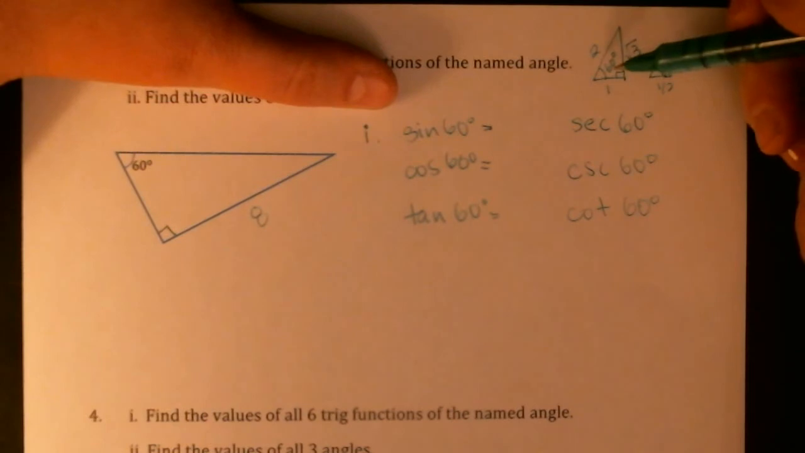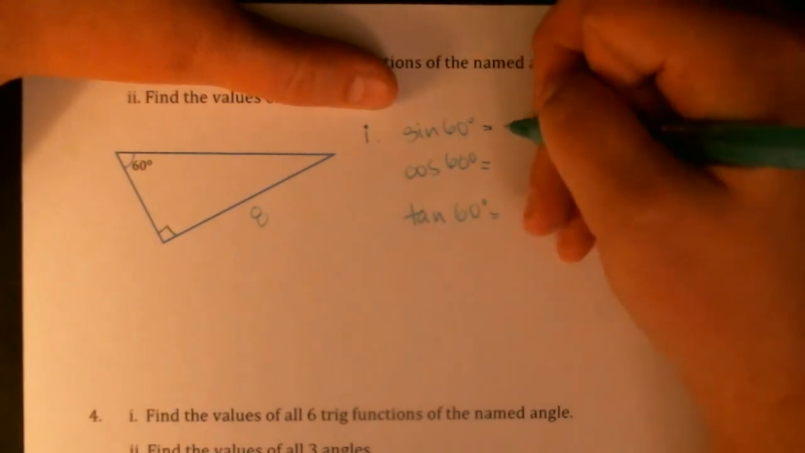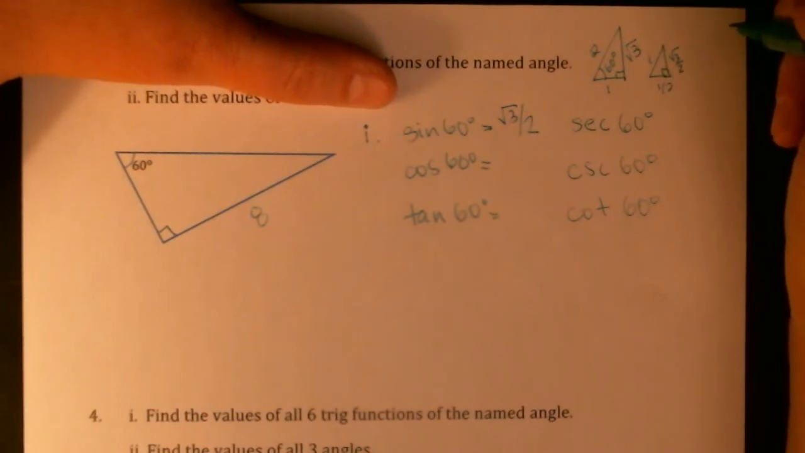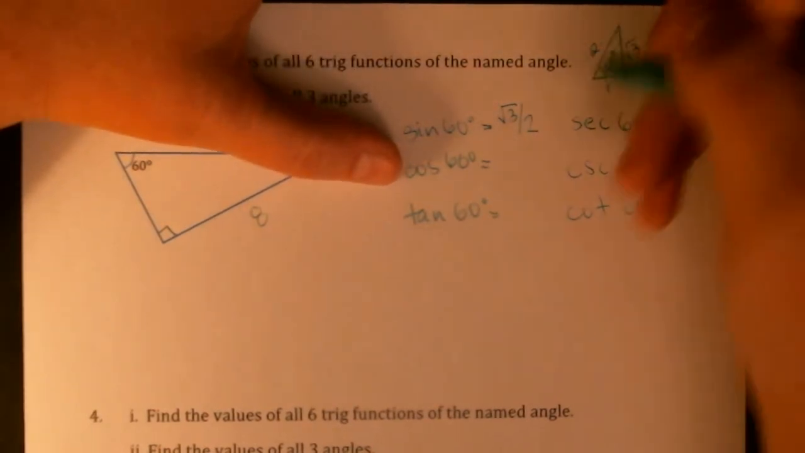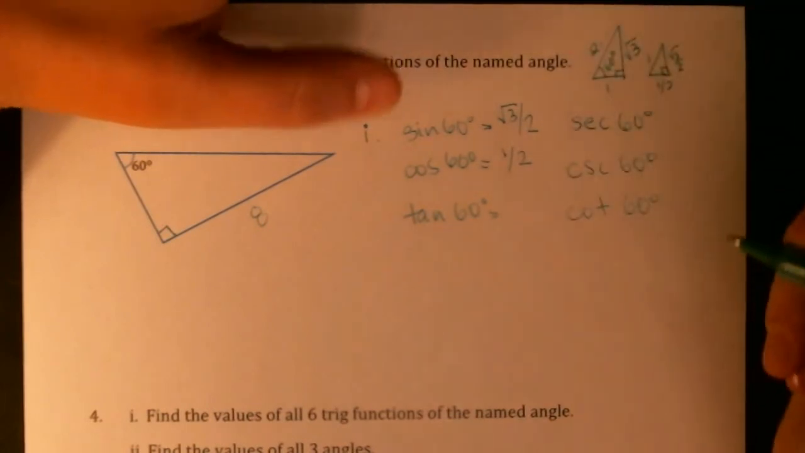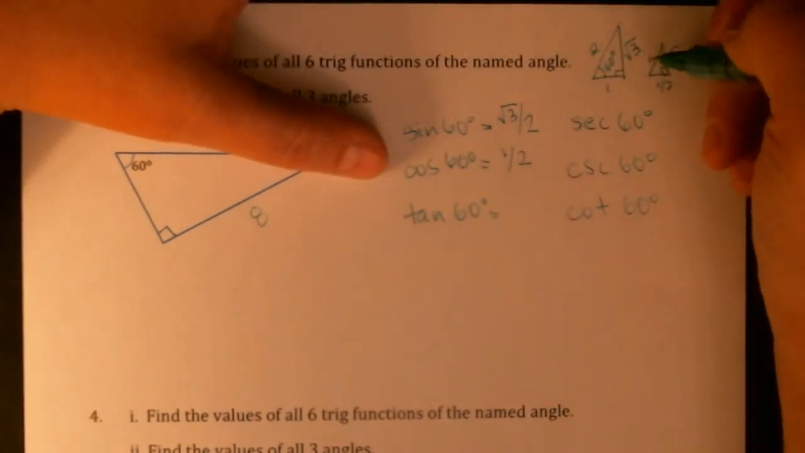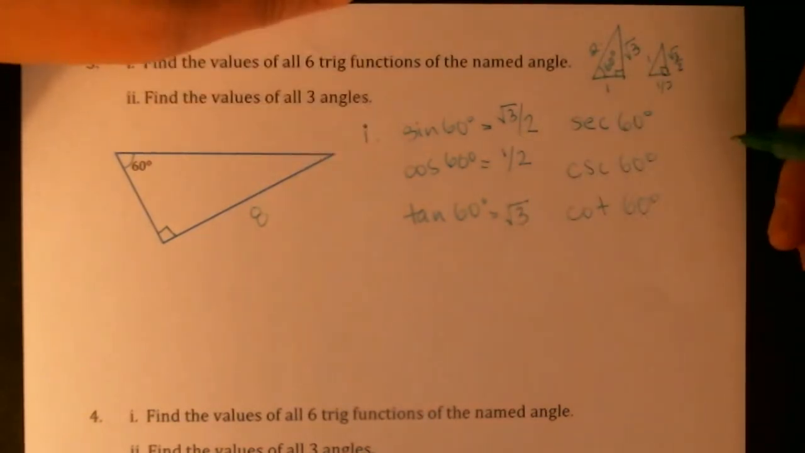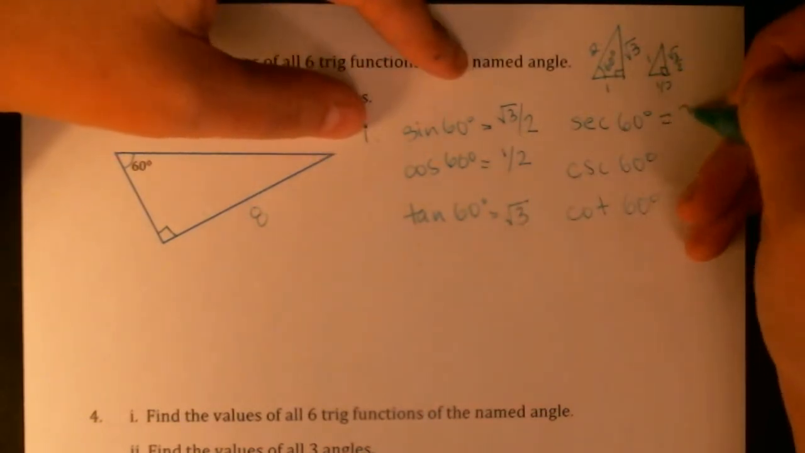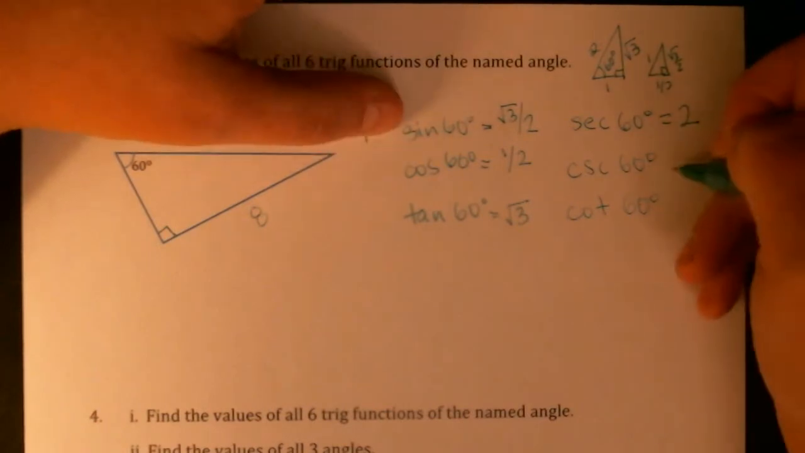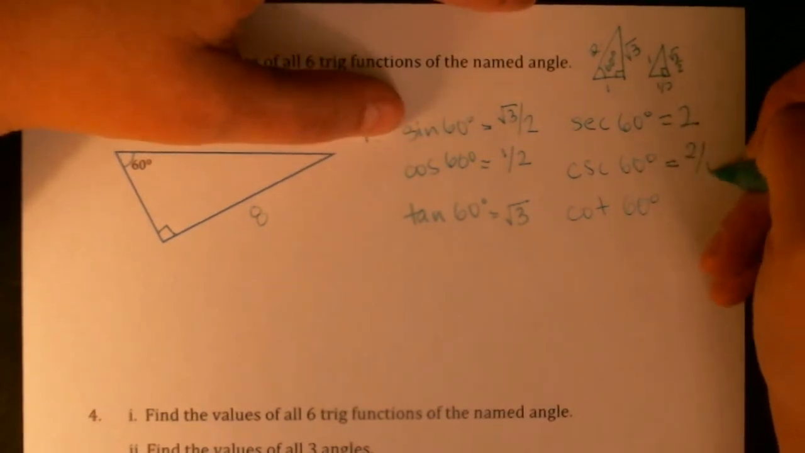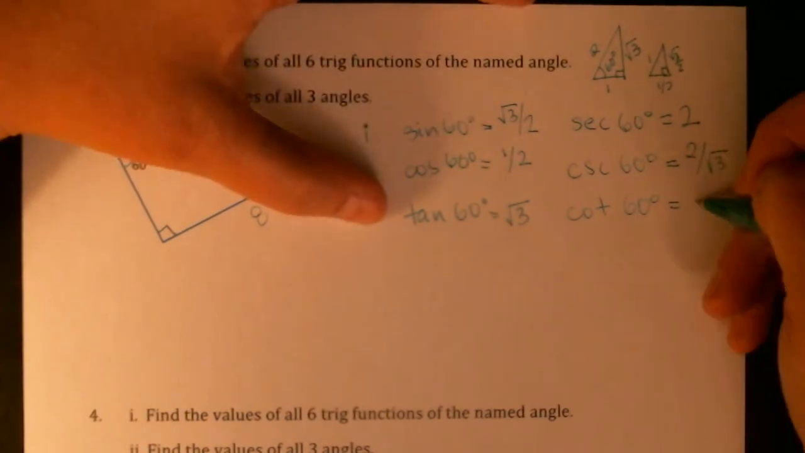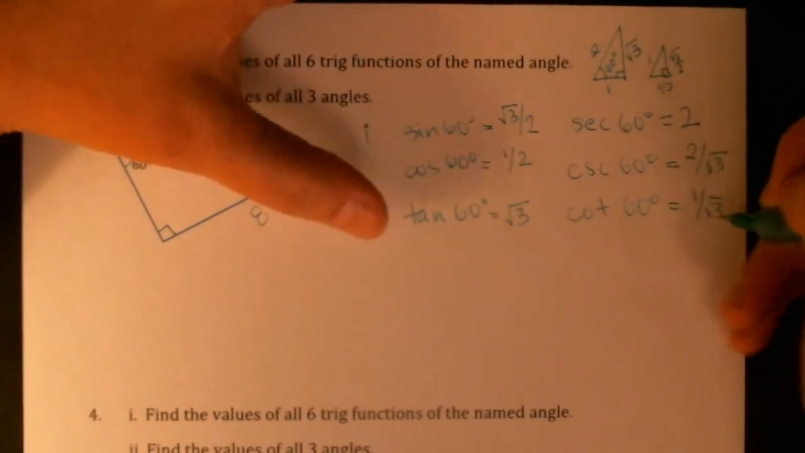So sine of 60 is going to be opposite over hypotenuse, which is root 3 over 2, which should look very familiar. Cosine of 60 is adjacent over hypotenuse, which is 1/2. And tangent of 60 is root 3 over 1, so just root 3. Secant will be the reciprocal of cosine, which is 2. Cosecant will be the reciprocal of sine, which is 2 over root 3. And cotangent will be the reciprocal of tangent, which is 1 over root 3.